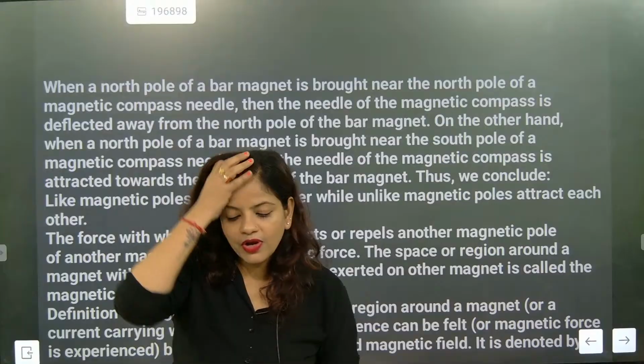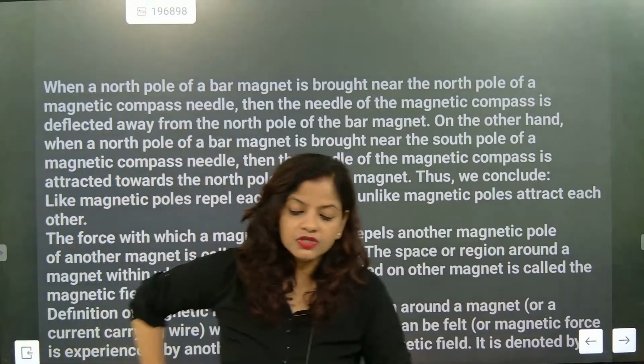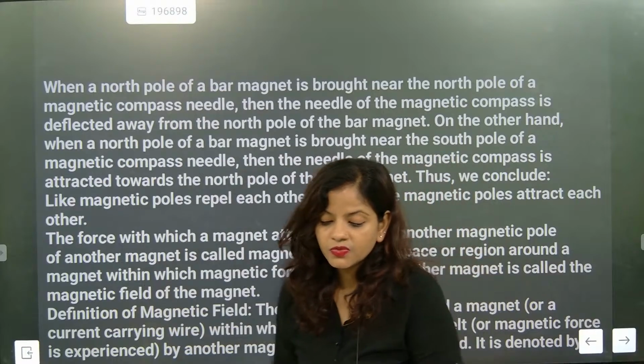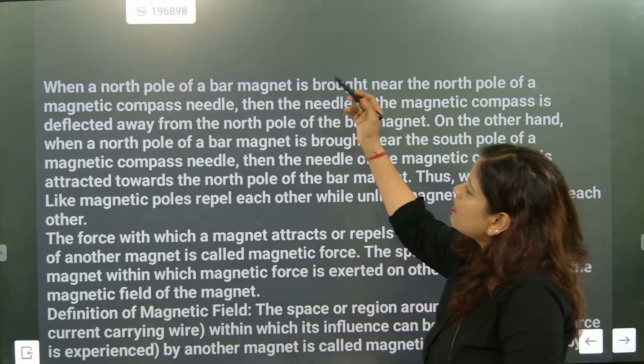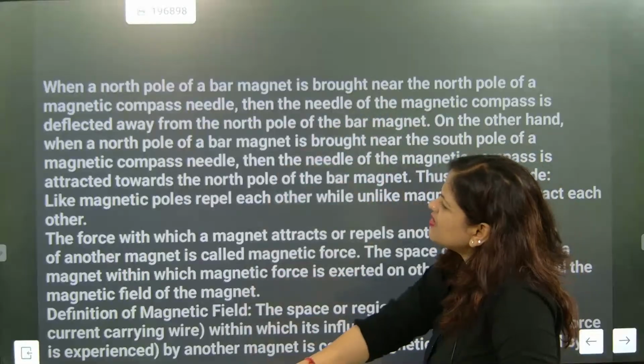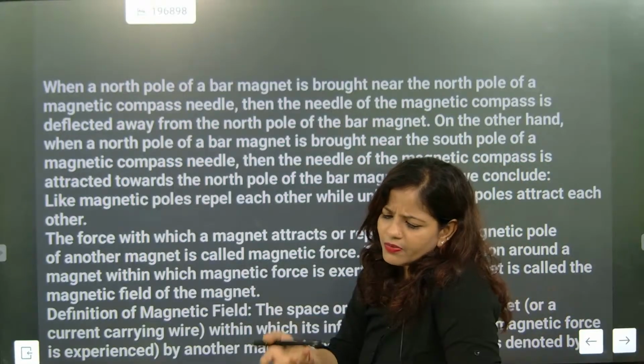Understood? So, north pole and south pole. I hope everybody understood this about north pole and south pole. Now we will go for the next one. Get ready for it. When the north pole of a bar magnet is brought near the north pole of another magnet, repulsion will be there. That is not very big rocket science.